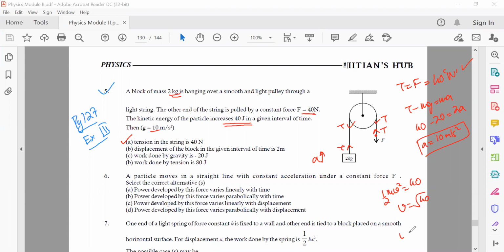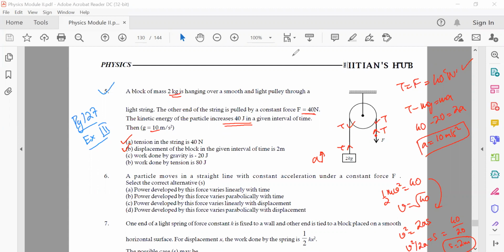Or you can also use this, that V square is equal to 2as. So the displacement is equal to how much? V square, which is 40, divided by 2a, which is 20. So the displacement will be 2 meters. Okay, so this is also correct.